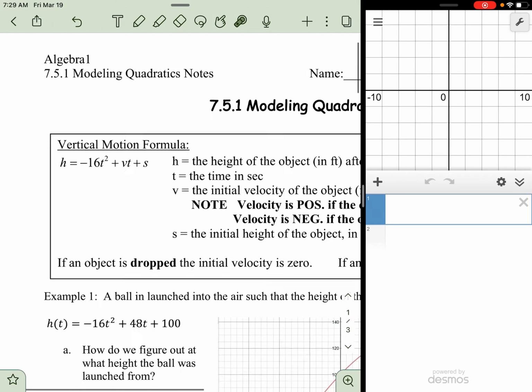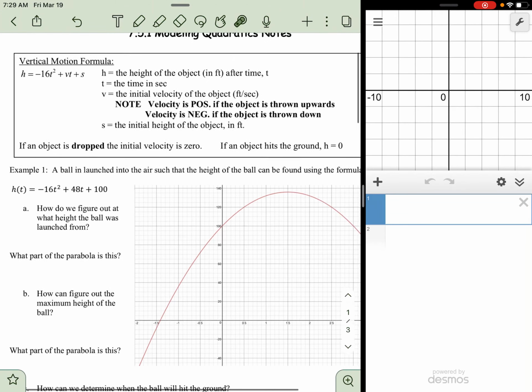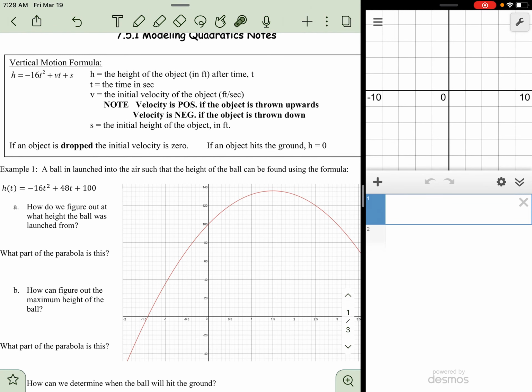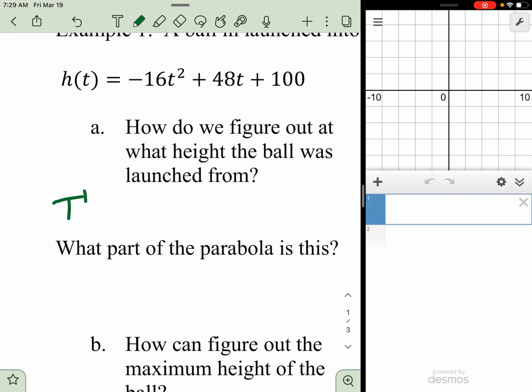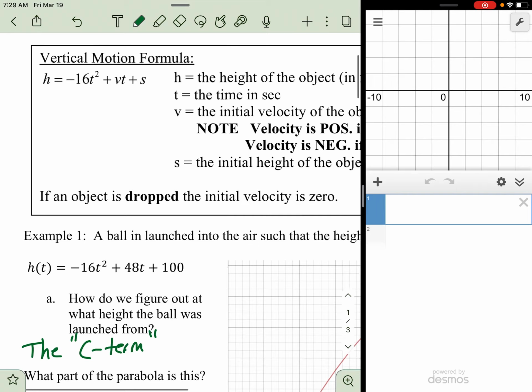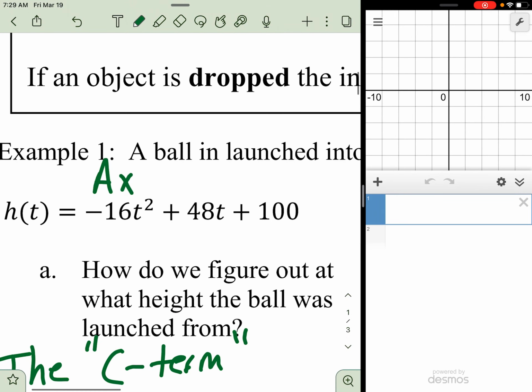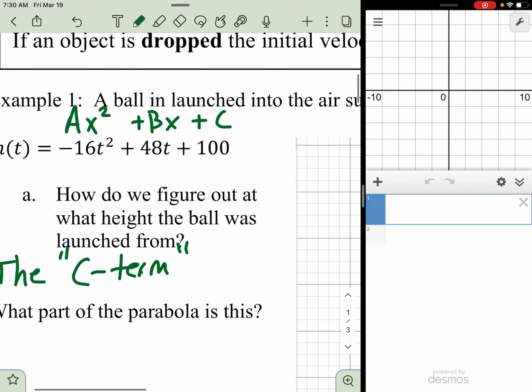So in example 1, it says a ball is launched into the air such that the height of the ball can be found using the formula negative 16t squared plus 48t plus 100. How do we figure out at what height the ball was launched from? Up here it says the initial height of the object is s, which is the constant at the end. So we call this the c term. If you remember, standard form is ax squared plus bx plus c. So c is the c term, and that would be the 100.